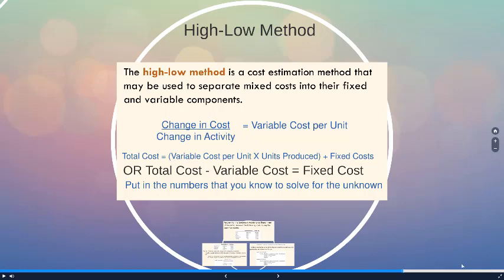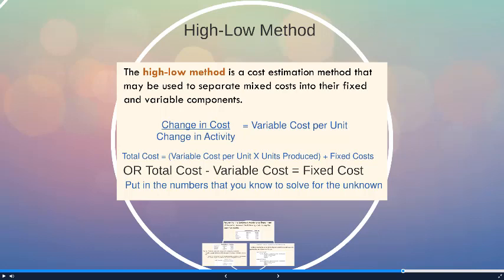Our job is to find out how we can pull out the components of our fixed cost and our variable cost from this mixed cost. And we can do this using the high-low method. In the high-low method, we'll get a set of data. From that data, we'll take out the highest point and the lowest point. And we'll look at the change in cost over the change in activity. This will give us our variable cost per unit. If we know our variable cost per unit, we can plug that into our total cost equation.